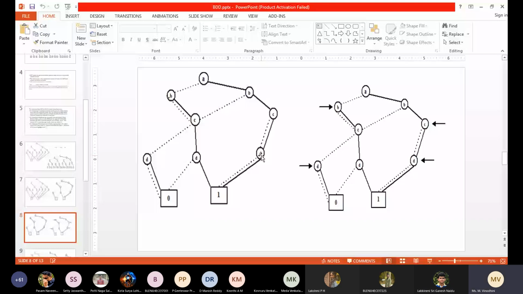This B. These arrows are all of that category. Okay, so if you look at this diagram, this B is a redundant node. This D, as per the concept I told you, has one input and both the outputs are going to the same node. So this B is a redundant node. This D is a redundant node. And this C is a redundant node. So these redundant nodes can be totally removed.